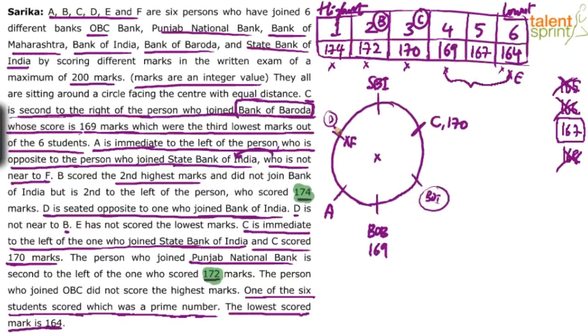D and Bank of India can take these 2. Are there any other possibilities? Can D come here? No, because if D comes in place of SBI, with SBI, opposite has to be Bank of India. But what we have here is Bank of Baroda. So D cannot come here.